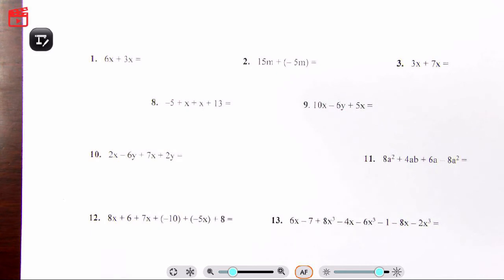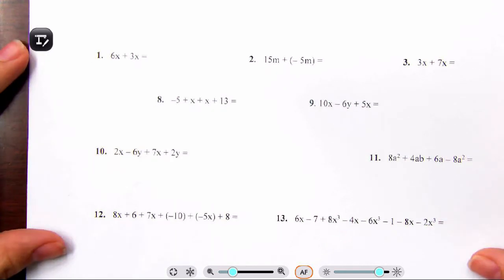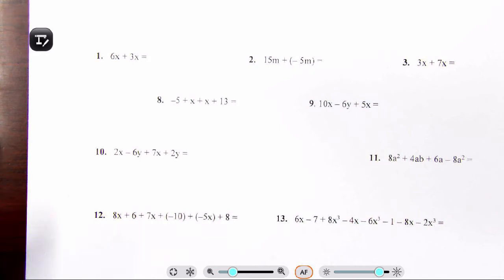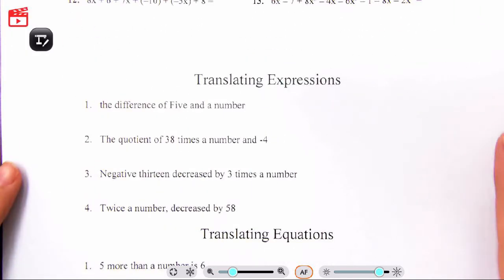Now, in this module, we're going to be talking about combining like terms, simplifying expressions, and then we're going to be translating expressions and translating equations.